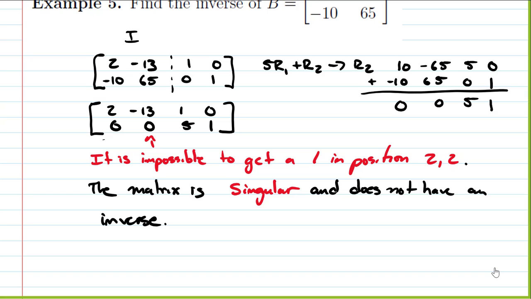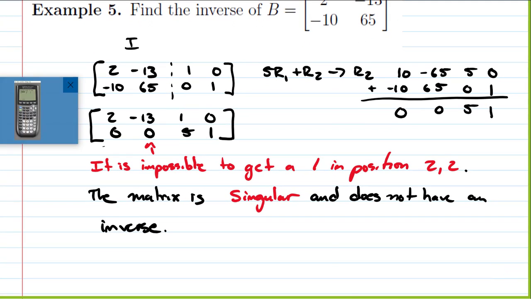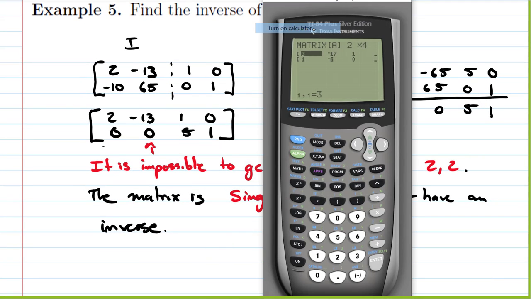So I did one row up by hand to show that, but let's do it on our calculator and see what the end result would look like. So I'm in my 2 by 4 matrix. I would have 2, negative 13, 1, and 0. And then I had negative 10, 65, 0, and 1.